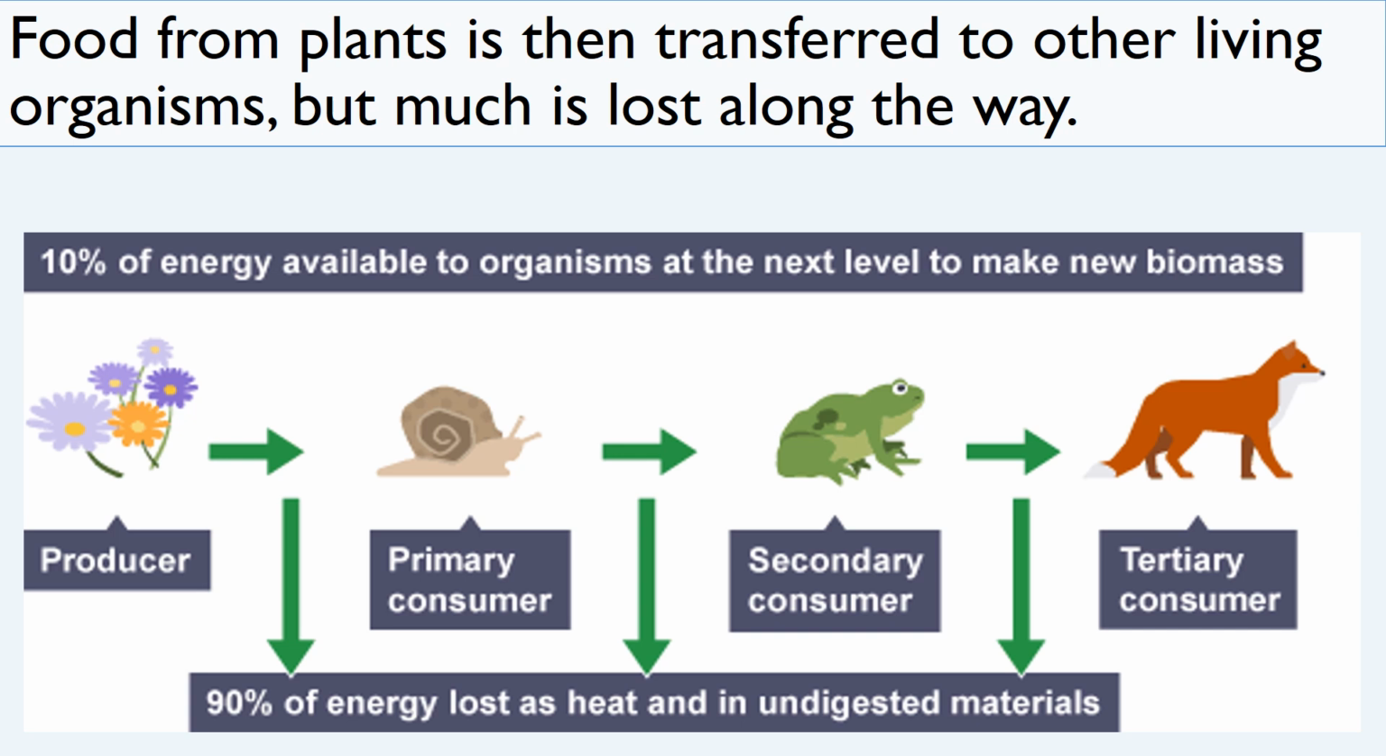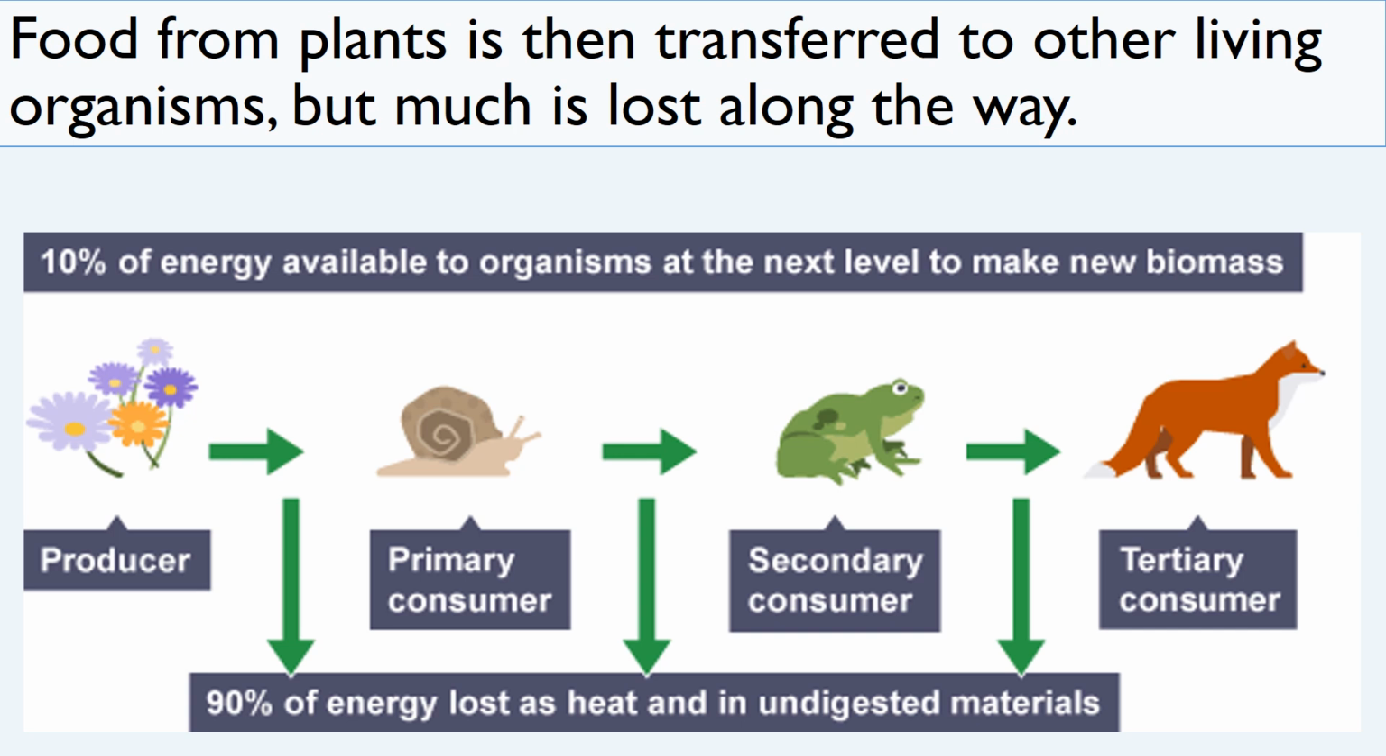And then effectively that secondary consumer is what we'd call a carnivore, whereas the primary consumer would be what we call a herbivore, or you might even say vegetarian. And then finally, in this diagram, the small carnivore here, which is a frog, may then become food for a larger carnivore, most likely a mammal. In this case, it's a fox. And that would be a tertiary consumer.